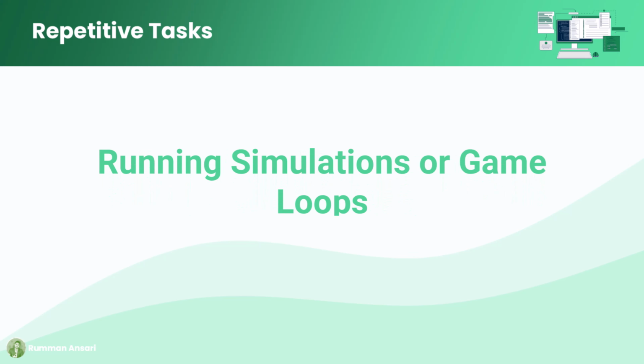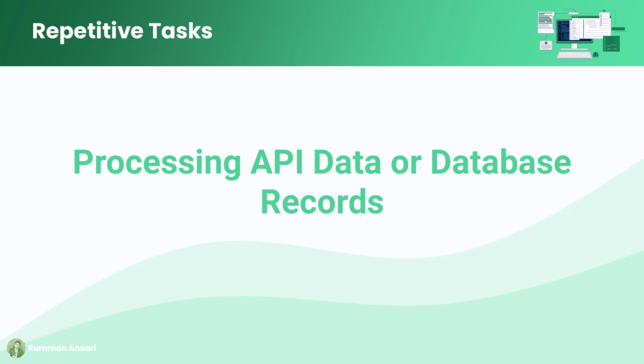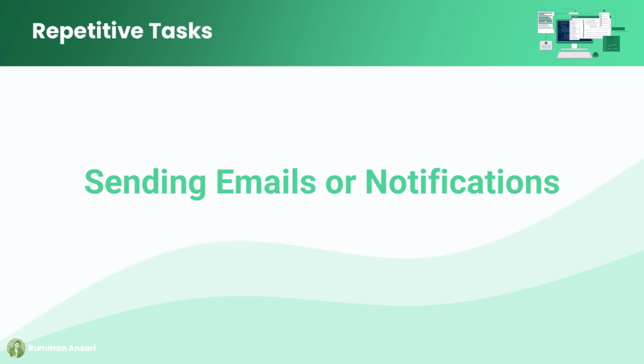Example number 8, running simulations or game loops. Games and simulations often require a repetitive set of actions until a condition is met, such as user input or a game-over scenario. Number 9, processing API data or database records. When working with data from APIs or databases, loops help process each record, entity, or data point efficiently. Number 10, sending emails or notifications. Automating the process of sending emails or notifications to a list of recipients is another common repetitive task.